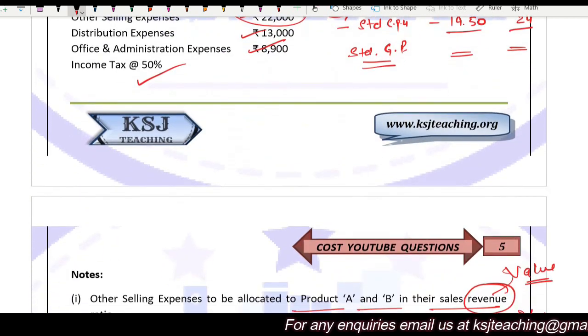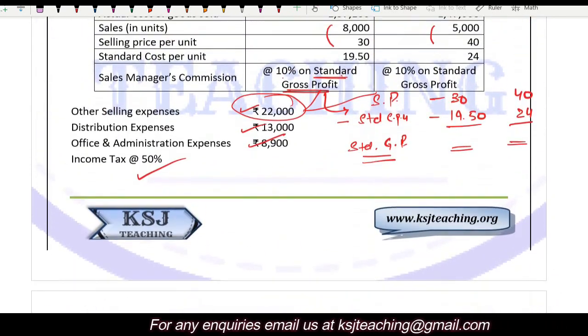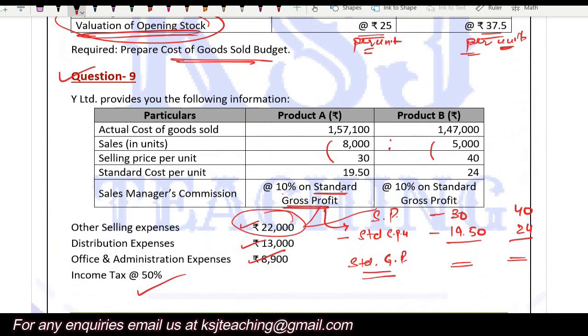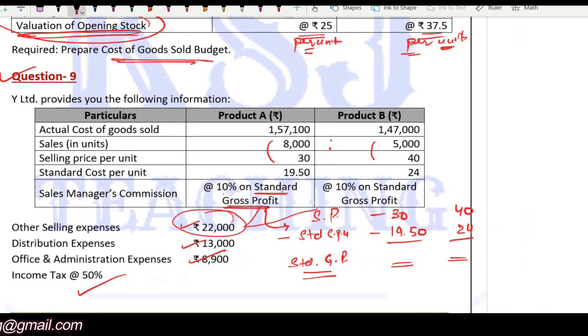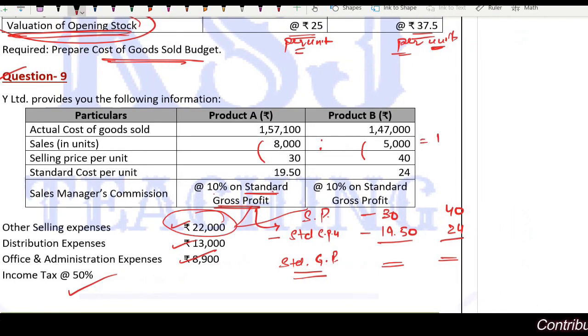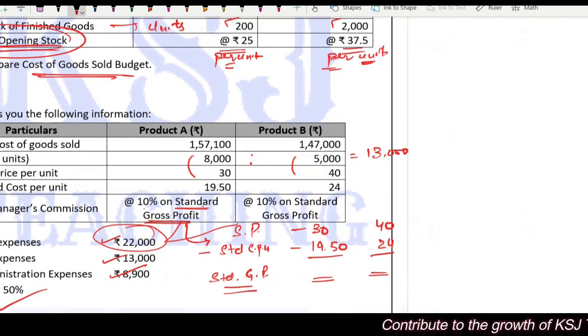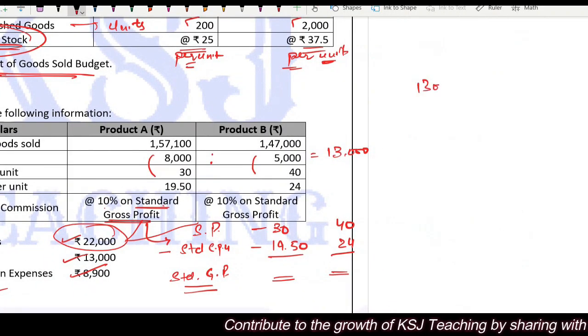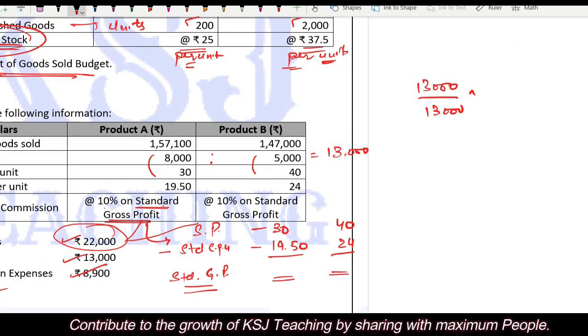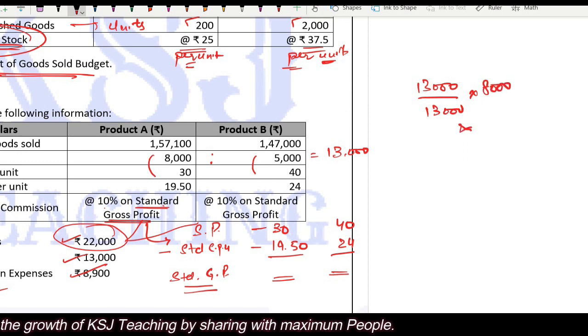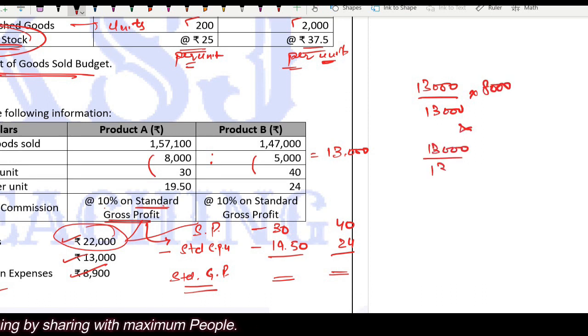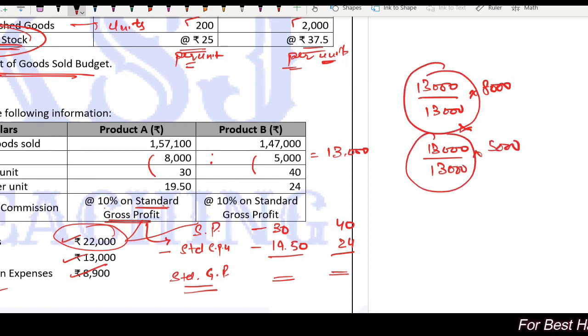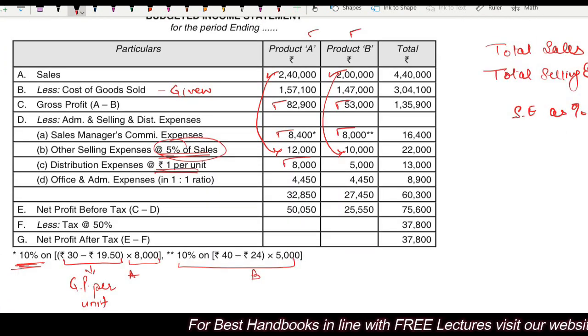The question says distribution expenses are to be done in the ratio of units. Now the units are 8,000 is to 5,000, right? How is it rupees 1 per unit? It is given in the solution as rupees 1 per unit. So the total here is 13,000. If you do the ratio, that is 13,000 divided by 13,000 multiplied by 8,000, and 13,000 divided by 13,000 multiplied by 5,000. So this is 1, this is 1. That is why it is 1 per unit, for 8,000 and 5,000.